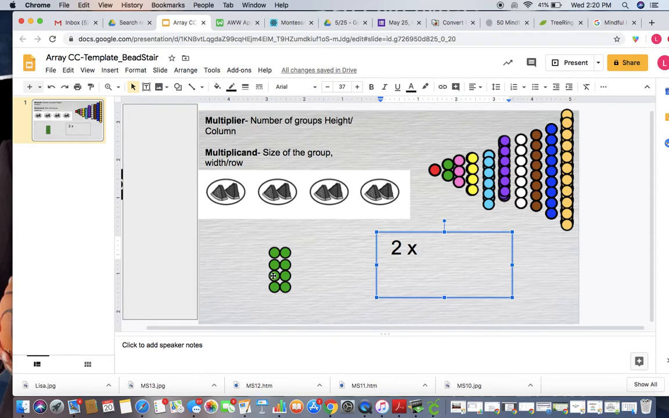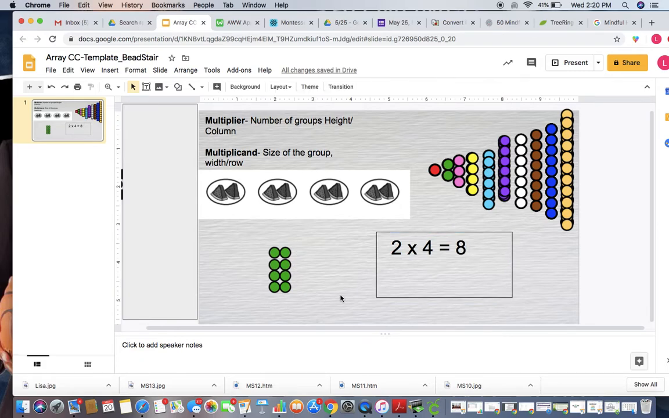So we have 1 group, 2 groups, 3 groups, 4 groups. Or we have 1, 2, 3, 4 groups. So we have 4 groups, which means 4 times 2 is 8. 2, 4, 6, 8. So this array represents in total our watermelons.